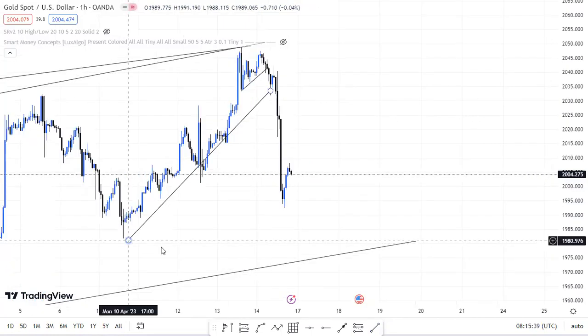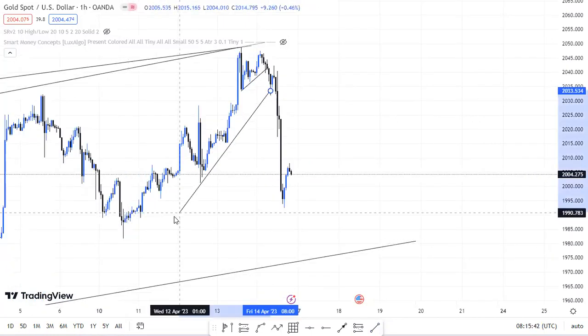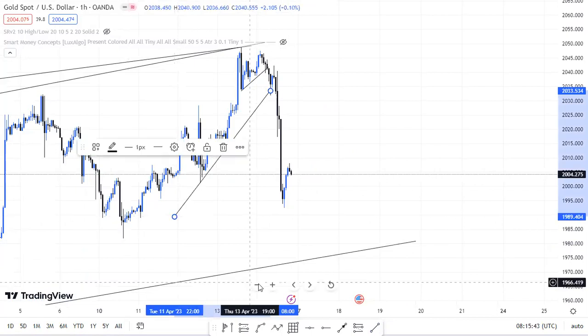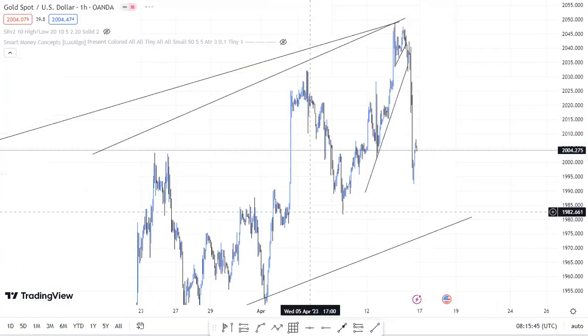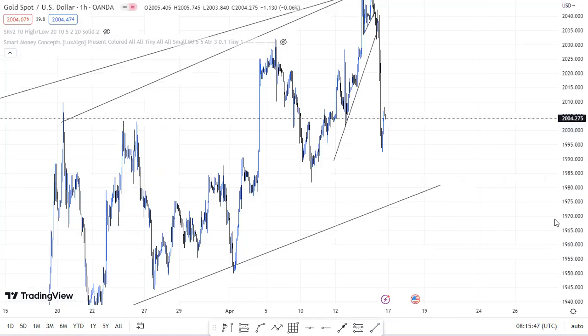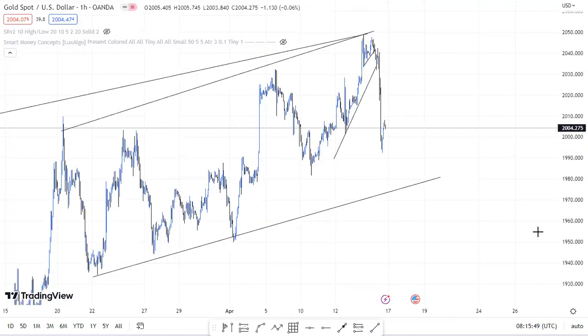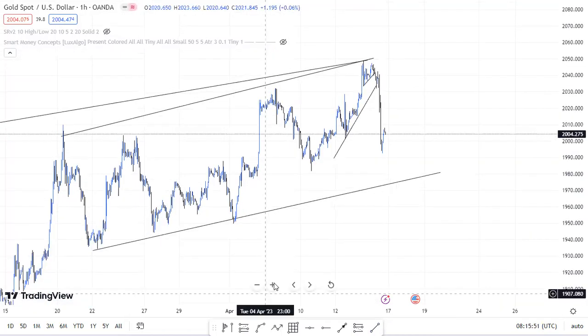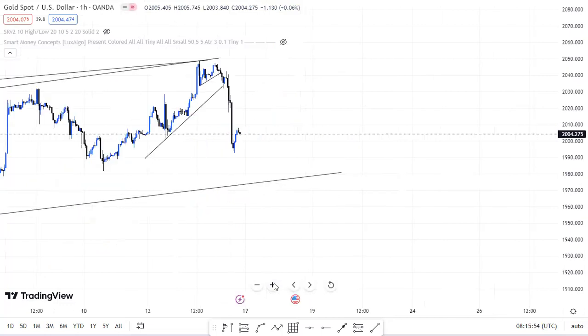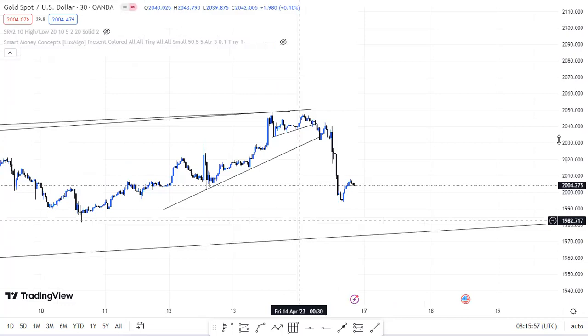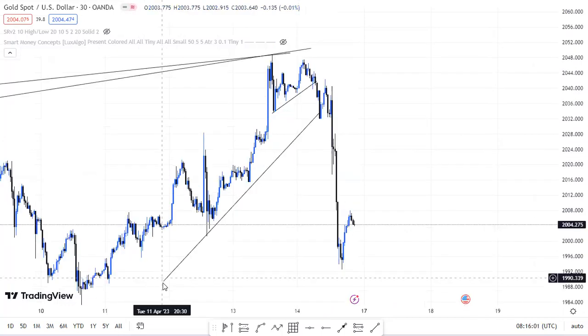Let me just try to draw it properly. Okay. Is this it? I don't quite remember how I drew it, but let me jump into a smaller time frame. Yes, the entry was on a 30 minutes time frame.